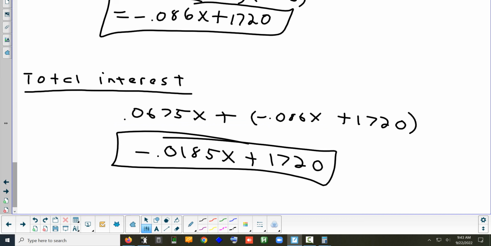Any questions on first getting that equation? It's all based on I equals PRT.